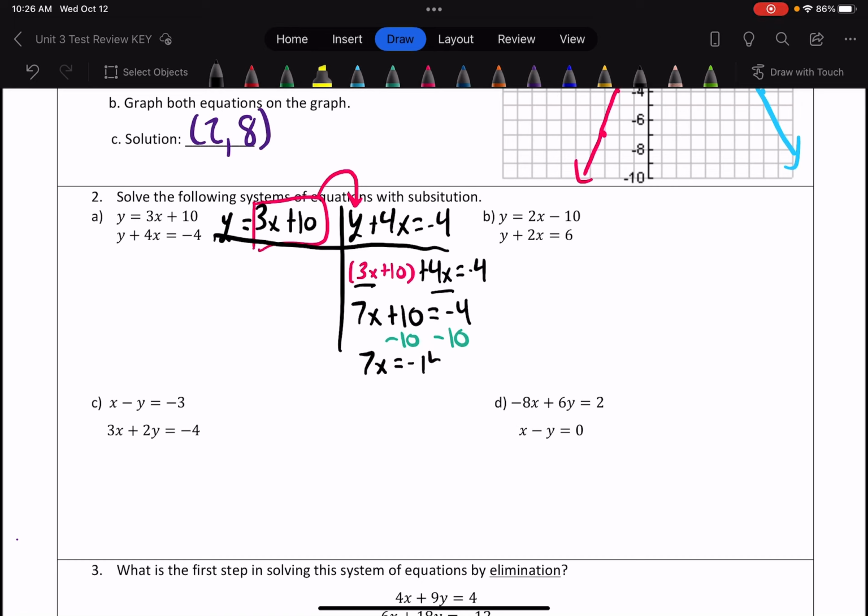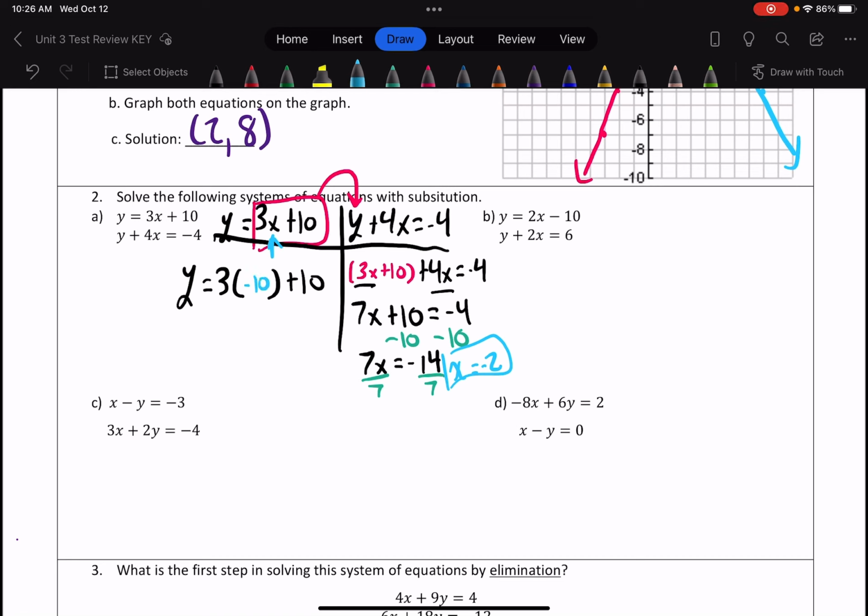So we've got 7x equals negative 14. Divide both sides by 7. And that gives me that x is equal to negative 2. Now I'm not done yet. I'm going to take that value of negative 2 and substitute it in for the x on the first equation. So I'll have y is equal to 3 times negative 2 plus 10.